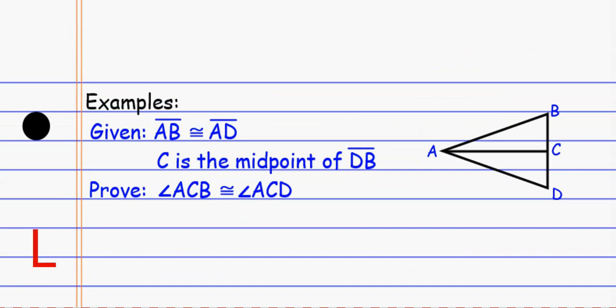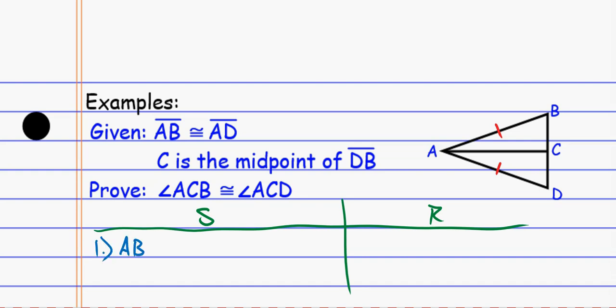If I look at this next guy, it says given AB is congruent to AD, so let me mark it over here. So AB is congruent to AD, and C is the midpoint of DB, so C is the midpoint of DB. I want to prove that angle ACB is congruent to angle ACD, all right? Now, again, I'm going to use congruent triangles to get there. So here we go, statements and reasons. Everybody loves a good two-column proof. It's our favorite. And so I start with what I know.